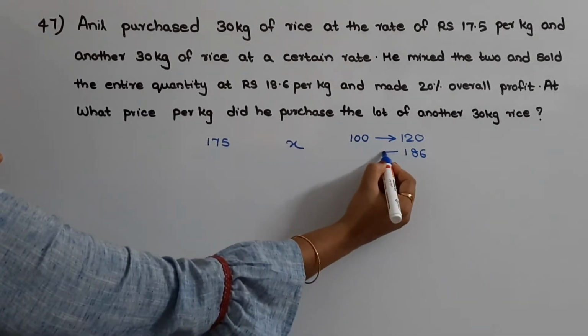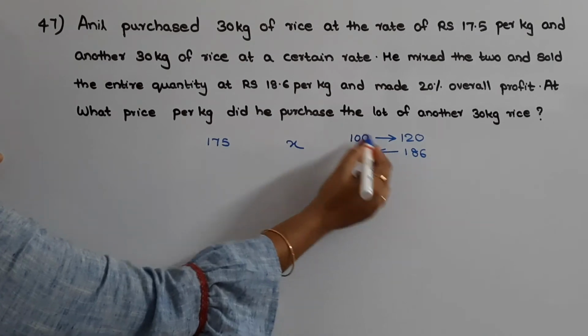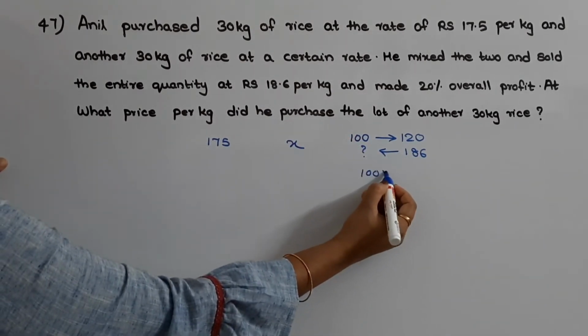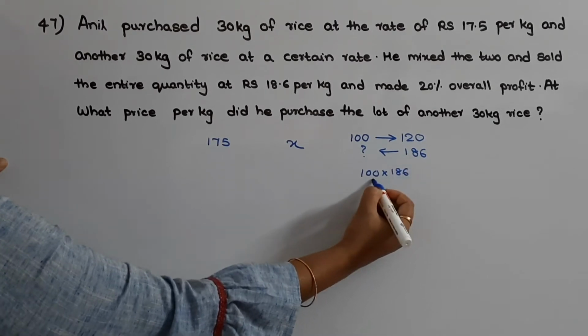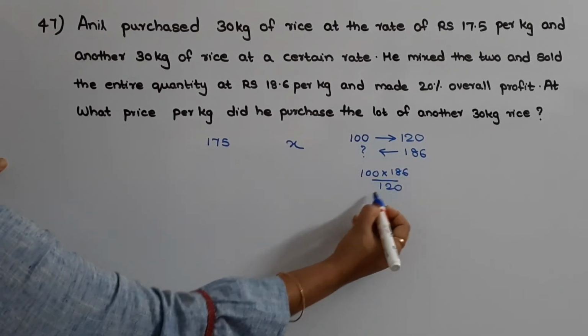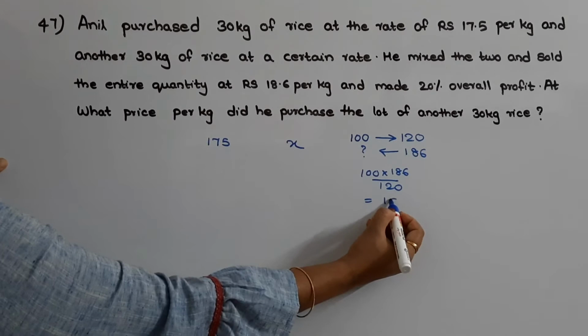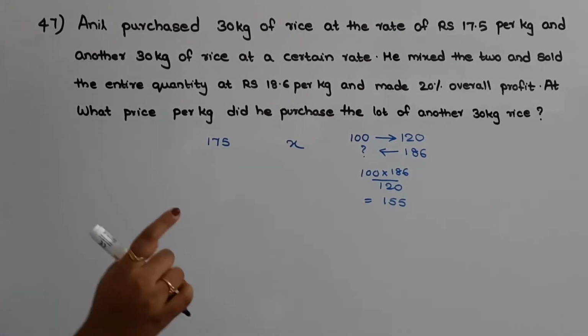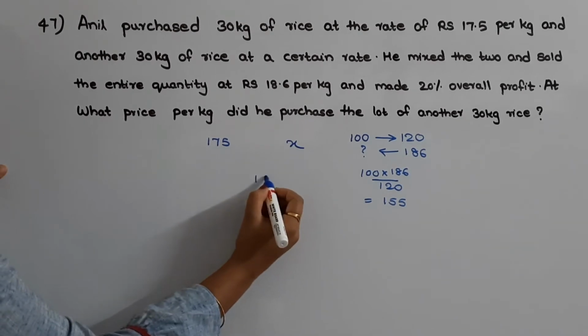Okay, so what will be the cost price? This we can find out by cross multiplying. That is 100 into 186 divided by 120. On solving this, you will get it as 155. Okay, so this is the cost price of the mixture. That let us write it here.